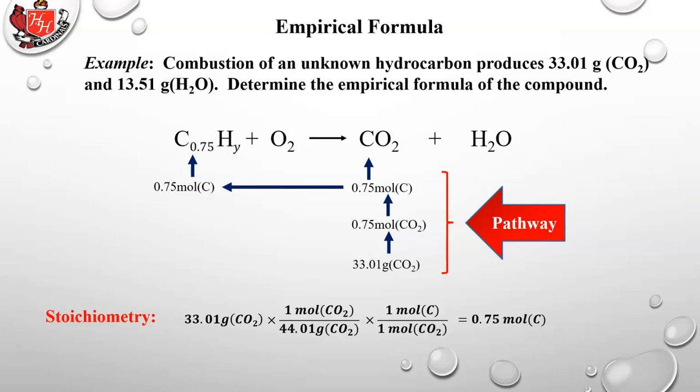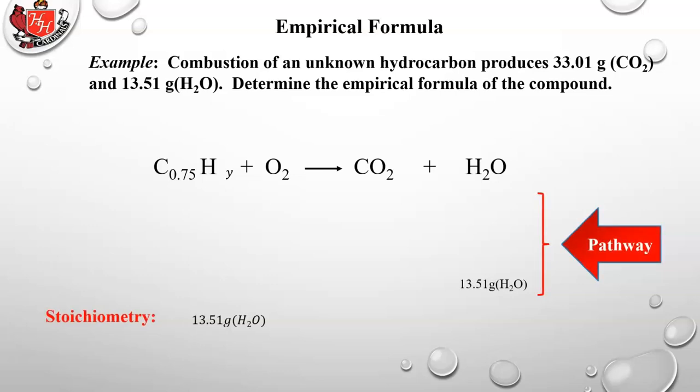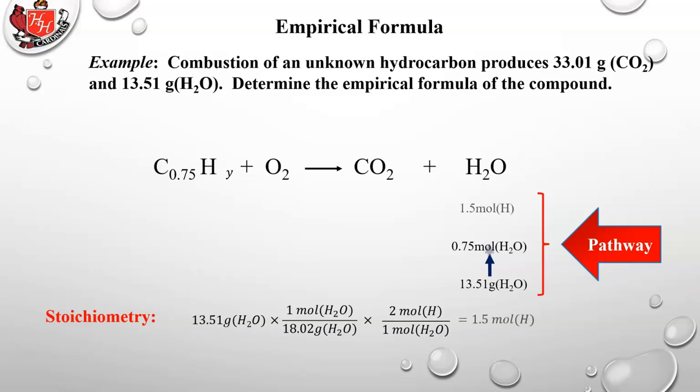Now we do the same thing for hydrogen. This is exactly the same as the previous problem, except the numbers are different. We start with 13.51 grams of H2O. We need to convert that to moles, so we use the molar mass conversion factor. We get 0.75 moles of H2O. Now there are 2 moles of hydrogen for every 1 mole of H2O, so that 0.75 is multiplied by 2 to give you 1.5 moles of hydrogen. All of that hydrogen had to come from the CH compound. So we're going to replace that subscript Y with 1.5.